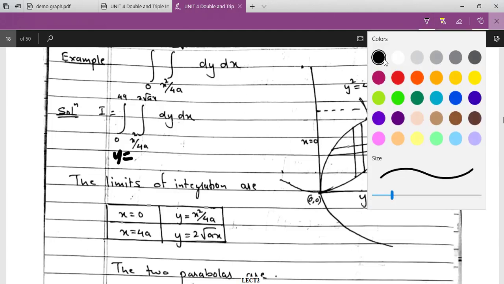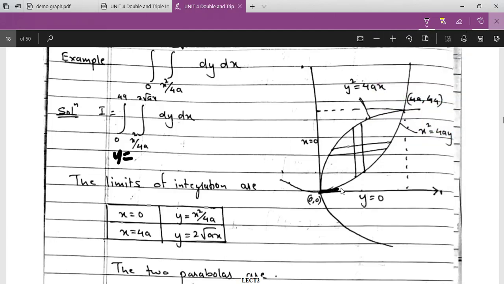This x square is equal to 4ay is a parabola opening upwards. And the next thing is y square. If I square this, this turns out to be y square equal to 4ax. So this is a parabola opening towards the right. Fine, so this is how we draw a rough sketch, and obviously x goes from 0 to 4a.